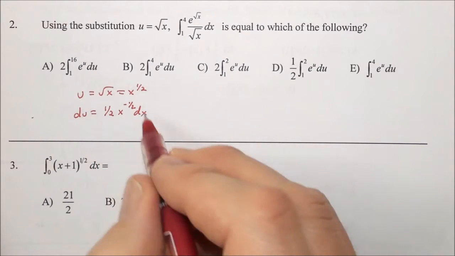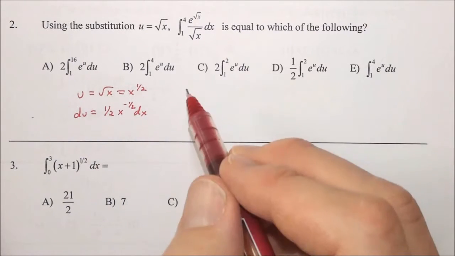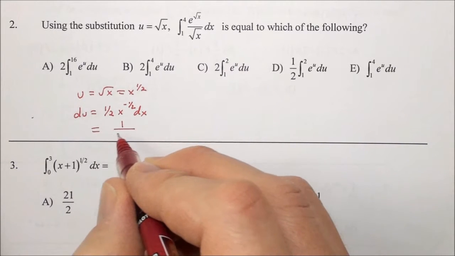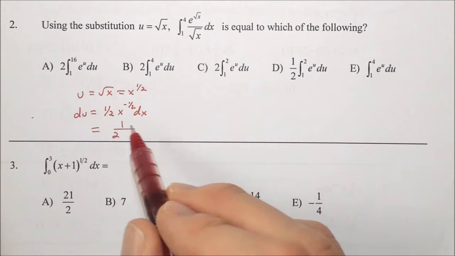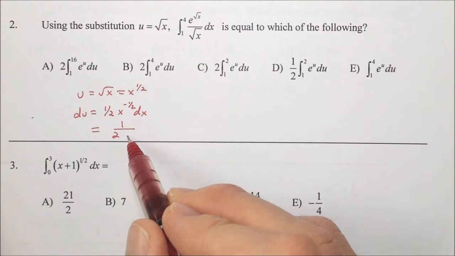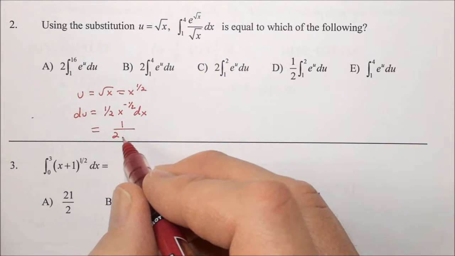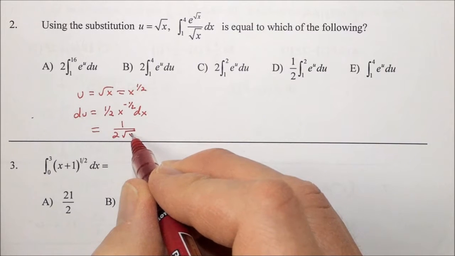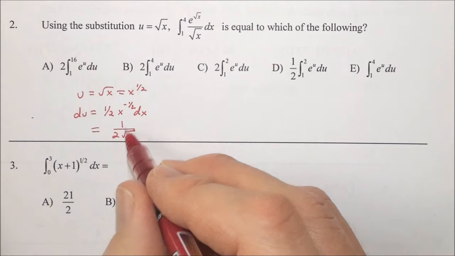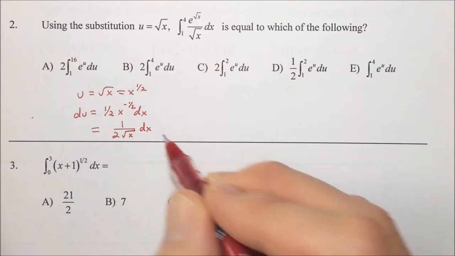Well, we don't see anything with negative exponents in our integrand, so we're going to need to rewrite this again. This will be 1 over 2. There's our 1/2 right here, just moving right there. x to the negative 1/2 becomes x to the positive 1/2 when we move it down into the denominator, just like we did for problem number 1. And we also don't want x to the half, we want its equivalent, which is the square root of x. So du is the same thing as 1 over 2 square root of x dx.